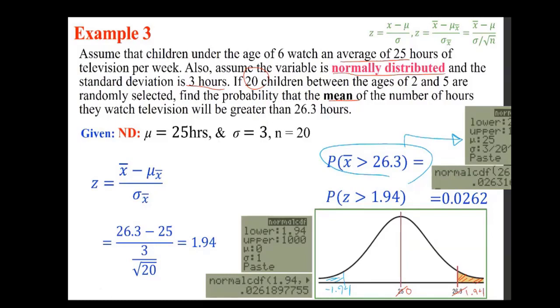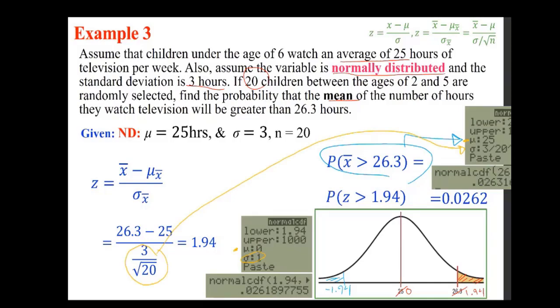This is the mu, and this is the mu. Mu of 25 corresponds to the z-score of 0. Now, for the standard normal distribution, what is the value of sigma? It's 1. What is the value of sigma for this case? Sigma is 3 over the square root of 20.